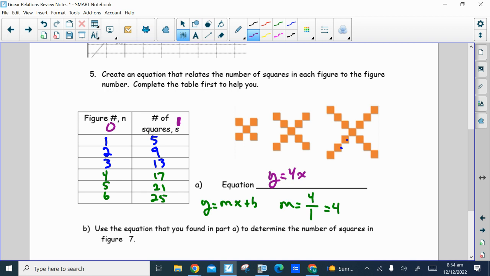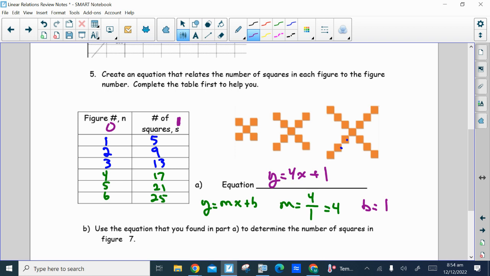This would be the y-intercept of this graph. The y-intercept is where x is 0. So in this case here, the s-intercept is when n is 0. And so b, the y-intercept, is plus 1. We just continued the pattern going backwards in the table. And the equation of this relation is y equals 4x plus 1.